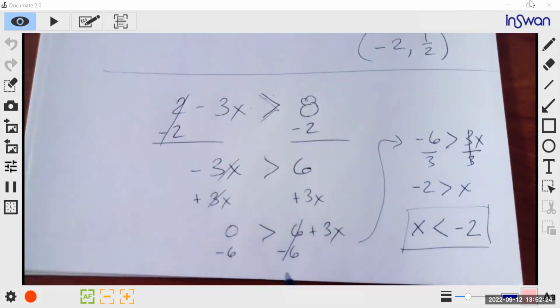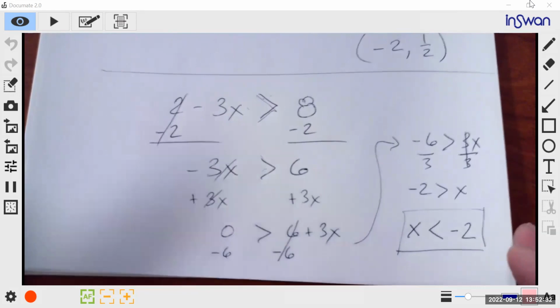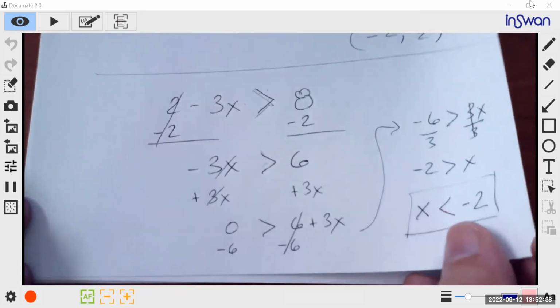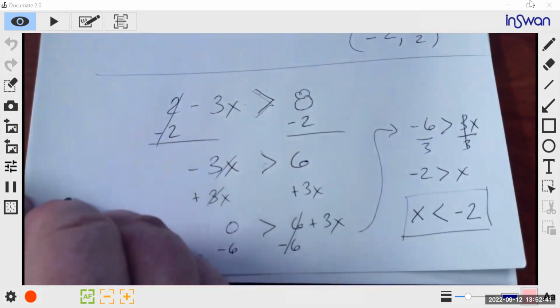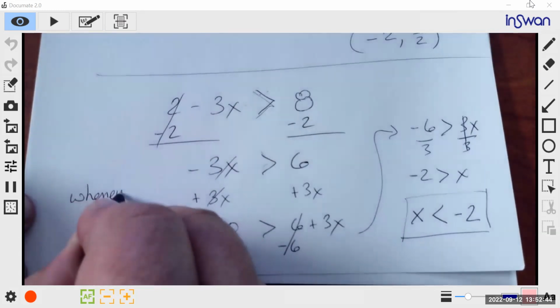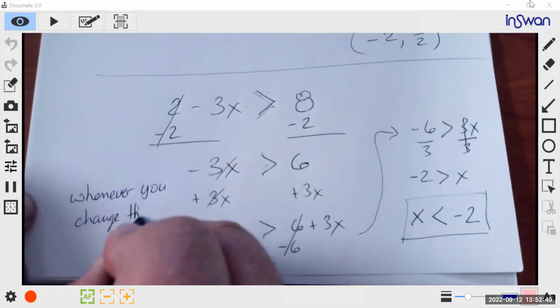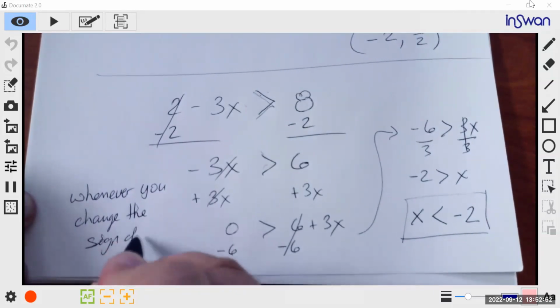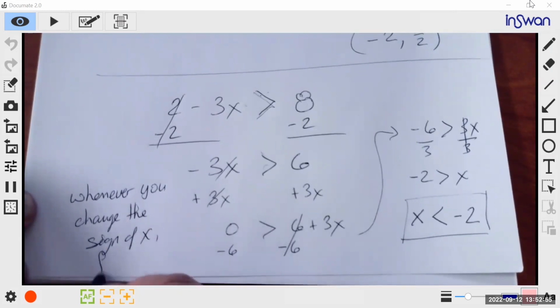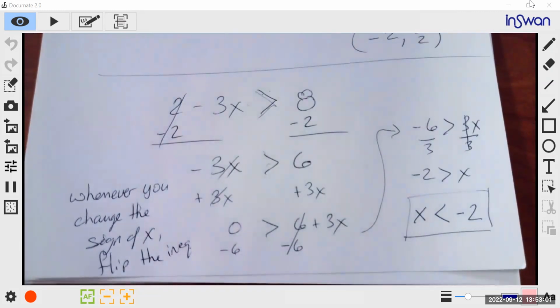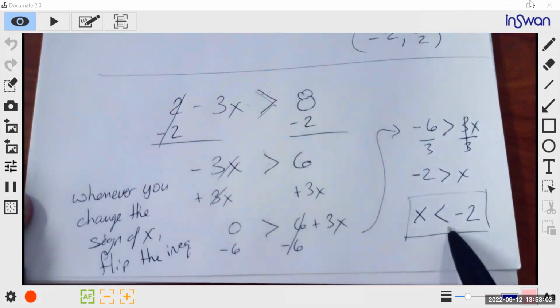So here's the rule. Whenever, at the last step, you have to change the sign of x, you have to flip the inequality. Whenever you change the sign of x, flip the inequality. Because it used to be greater than, now it's less than.